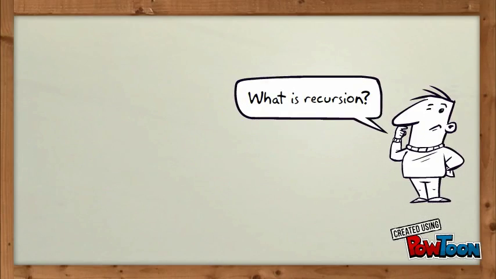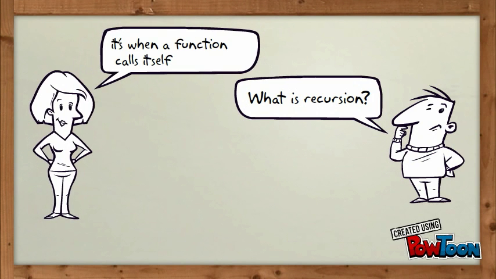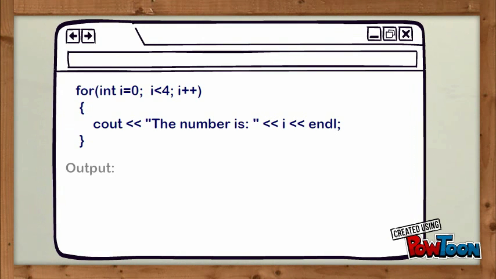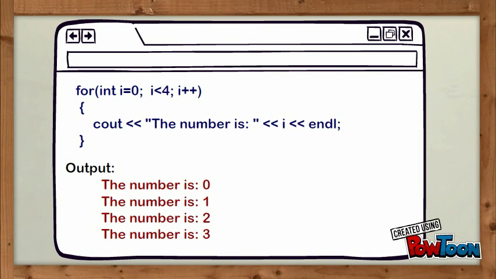So to start off, what is recursion? Simply, recursion is when a function calls itself. Yeah, I know it doesn't make much sense at first, but let's just see. When we talk about recursion, we are really talking about creating a loop.